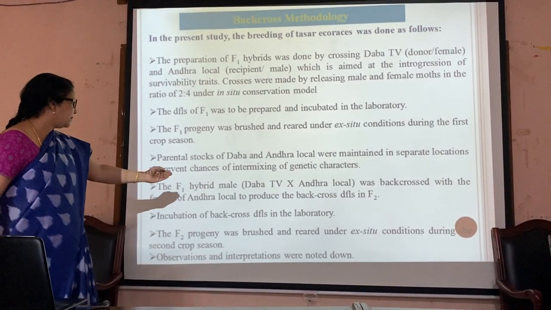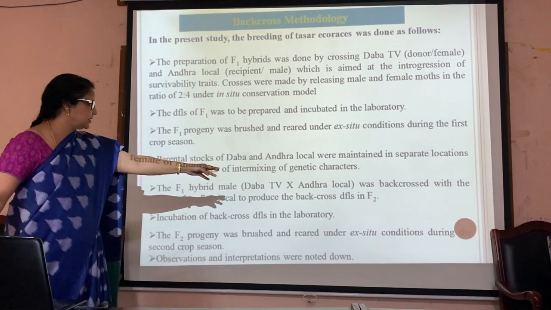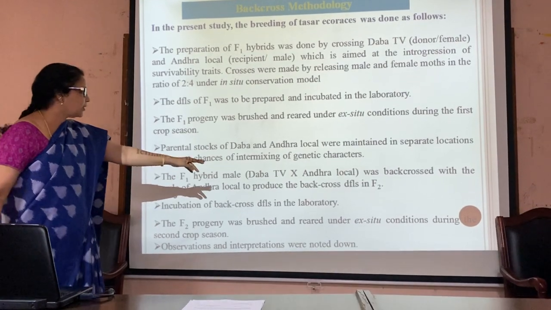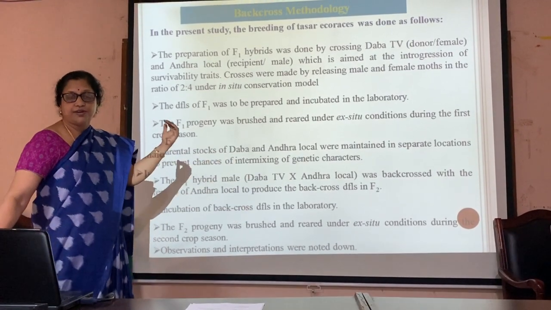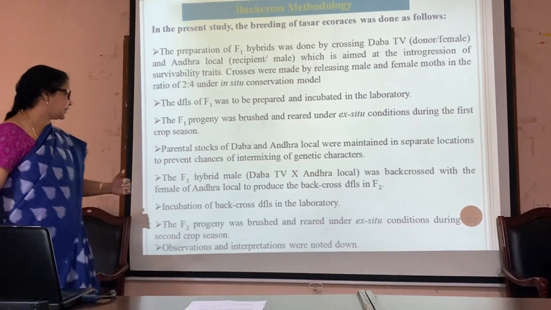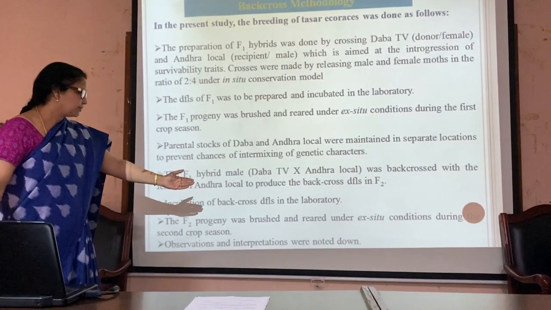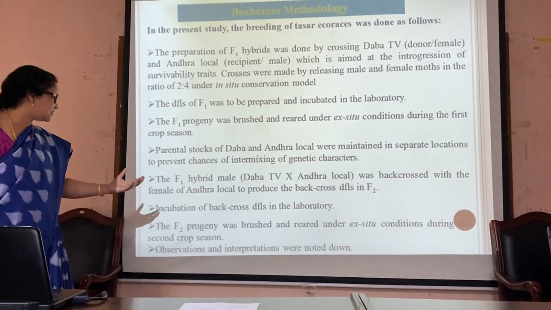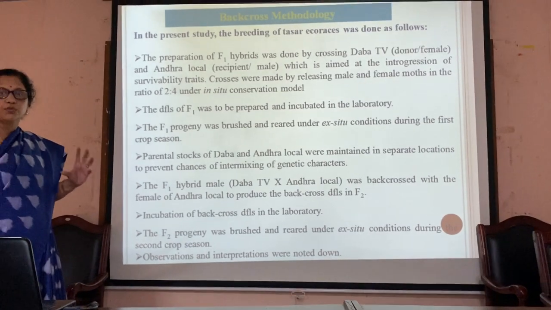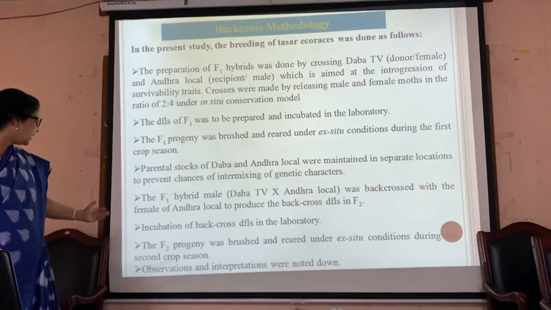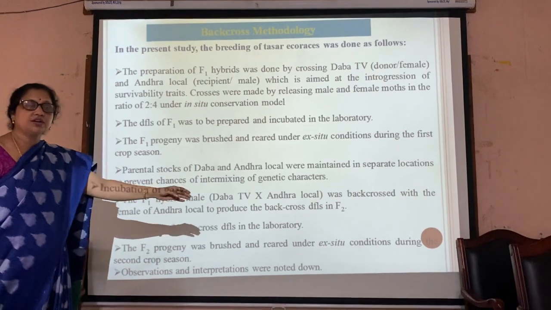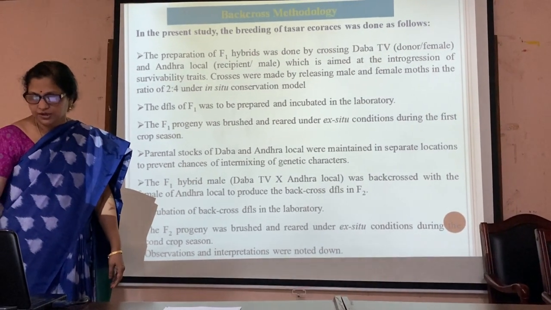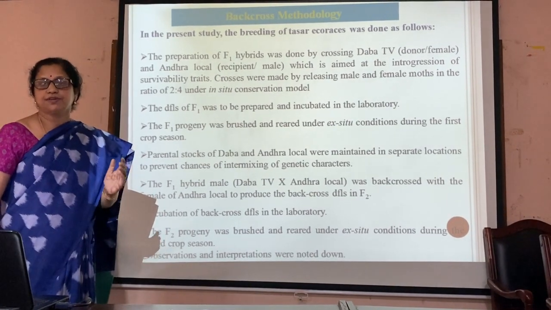The F1 hybrid male, that is Daba Devi crossed Andhra local, was again back crossed with the female of Andhra local in order to raise the F2 generation. So we have F1 as well as F2 generations right now. Then again incubation for the DFLs in the laboratory. DFLs are nothing but disease free layings, the eggs which are prepared after washing the freshly laid eggs. Then the F2 progeny was again brushed and they were also reared in ex situ conditions during the second crop season. So now we have done the experimentation with hybridization.